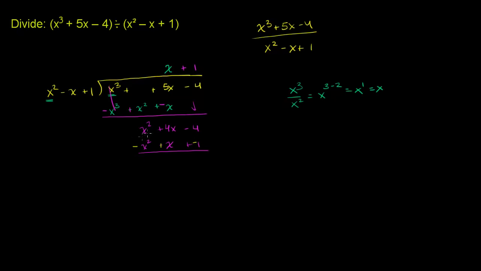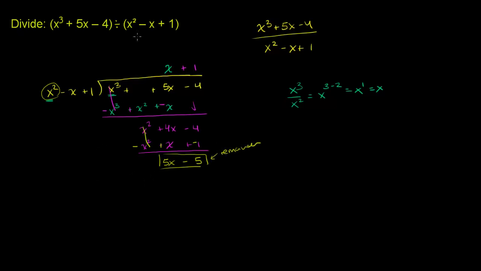Now let's do the addition. x squared minus x squared, they cancel out. 4x plus x is 5x. And then we have negative 4 minus 1 is negative 5. Now, you might be tempted to keep dividing, but you can't anymore. This term right here, the highest degree term here, is now higher than the highest degree term that you're going to try to divide into. So we have a remainder.